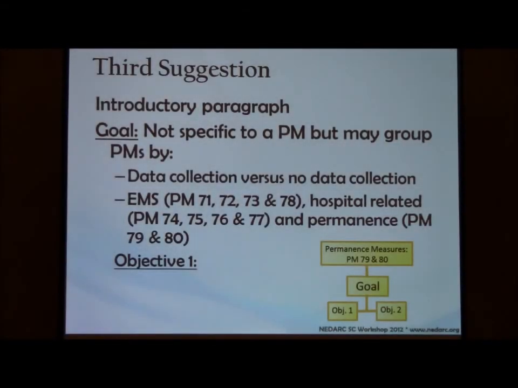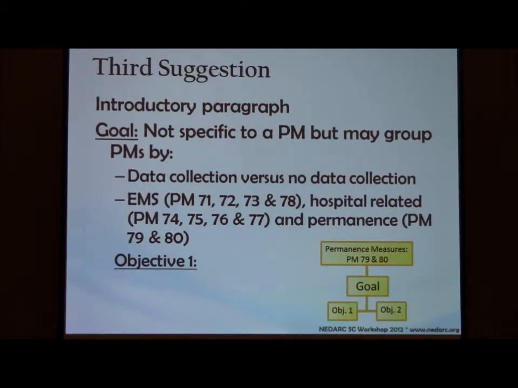All right, third suggestion for structure of the methodology section. Again, you'll want to introduce your structure to your reviewers. This time, instead of just having one overarching goal or one goal for each measure, you could group your measures by ways that they're related to each other.